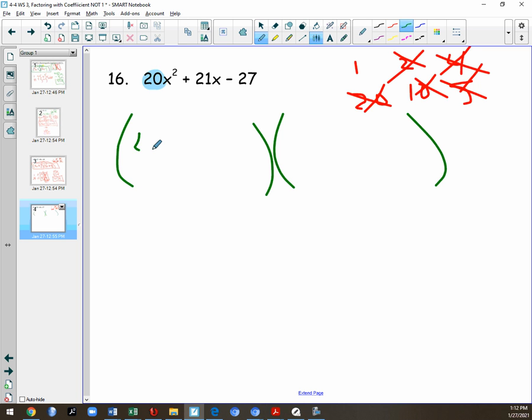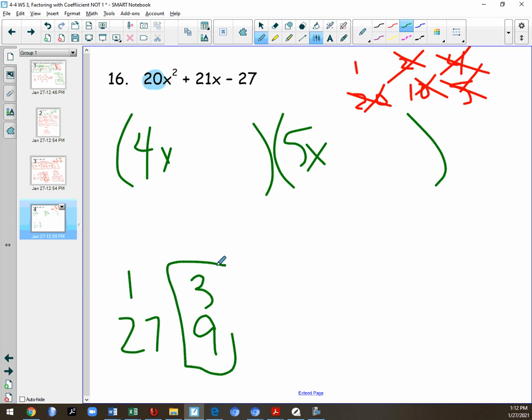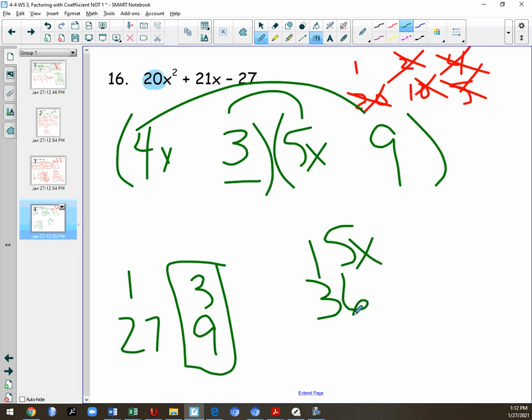Factors of 20, I'm going to use my middle ones. 1 and 27 and 3 and 9. I'm going to use 3 and 9. And I'm going to think about this. If I put the 9 here in this slot, that's going to give me 45. I don't want a 45. That's really big. So I'm going to use a 15. I'm going to use a 9 here. Inner gives me 15x. Outer gives me a 36x.